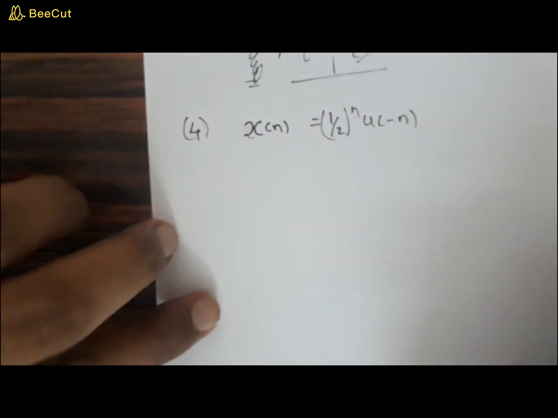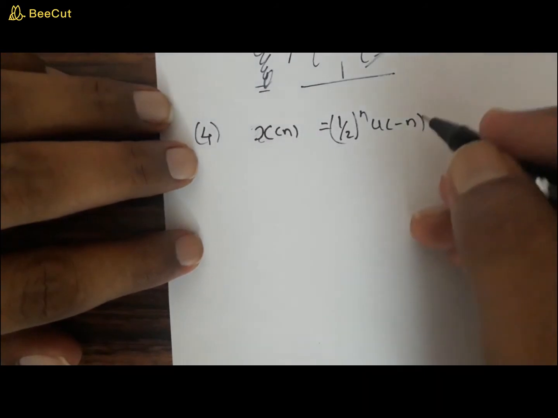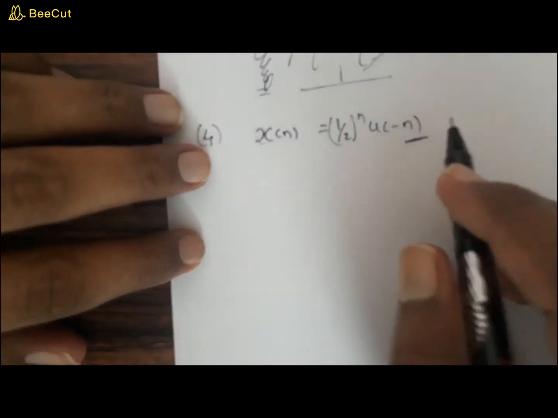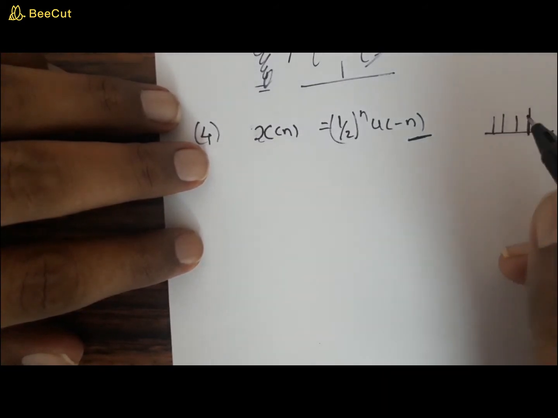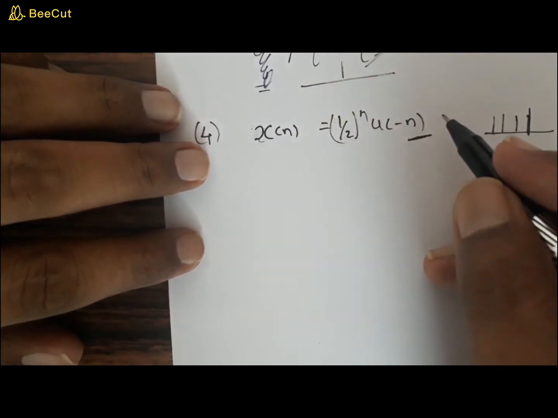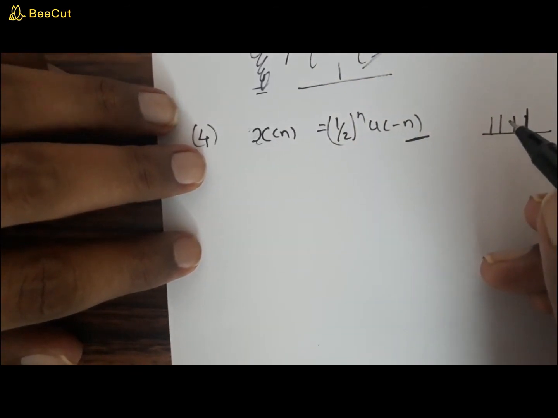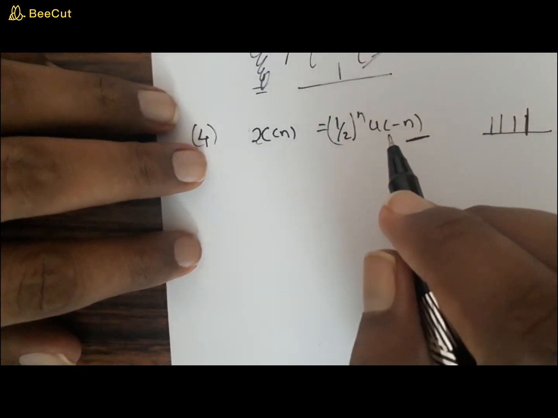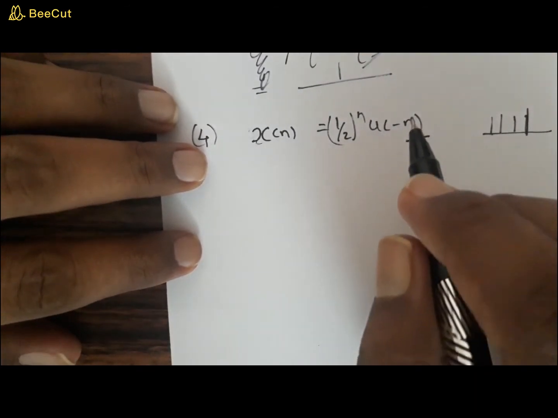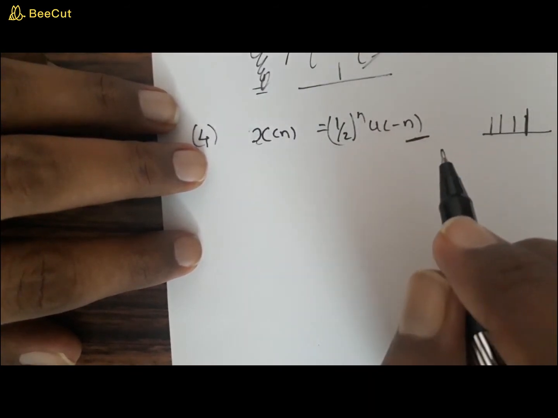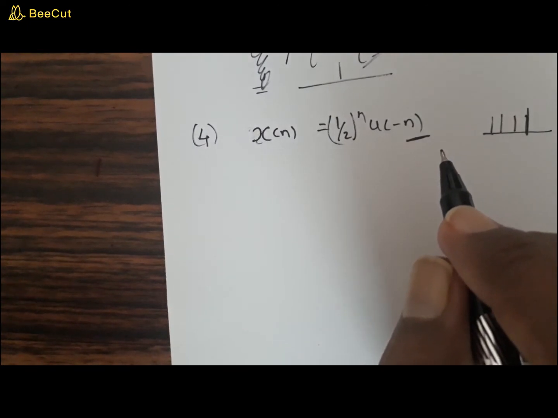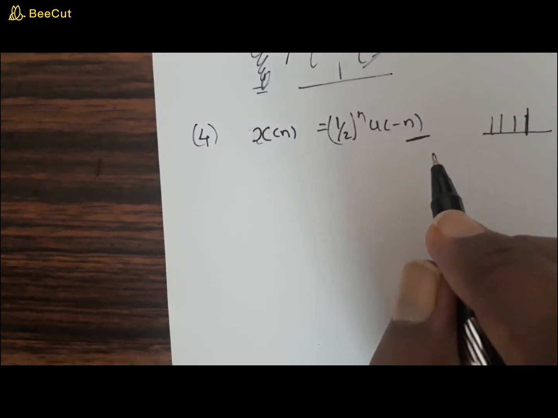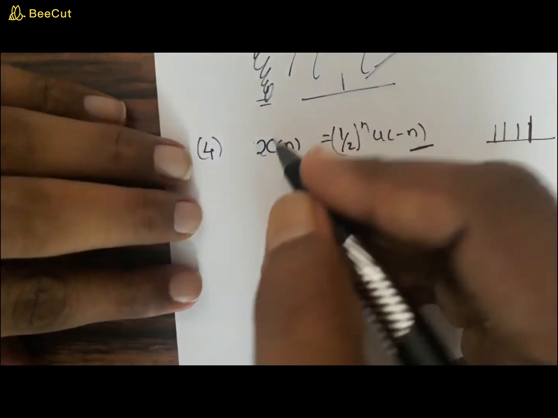Now let's move on to the next problem, which is x of n equals half raised to n into u of minus n. What is the speciality of this signal? This is multiplied by u of minus n. When you multiply any signal by such a signal, it will become a non-causal signal. Now if this is a non-causal signal, what is going to be the ROC of the Z transform? We have already seen that it must be interior to a circular region. The only thing that we need to know is the radius of that circle, which we will find out when we find the Z transform.